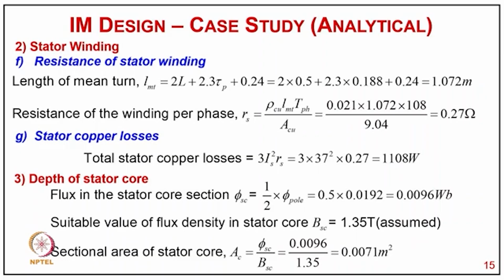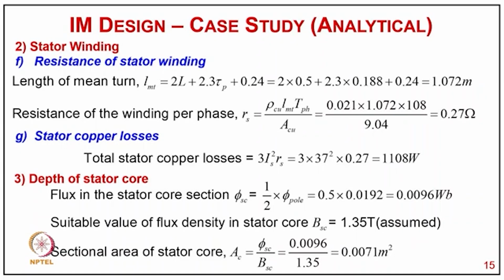So the flux in the stator core usually is half of the flux per pole, because half the flux goes to one side and half goes to the other side of the stator core. So phi SC is equal to half of phi pole. Keeping the value, it comes to 0.0096 Weber. For the flux density in the stator core, usually we take 1.2 to 1.4 Tesla; considering in between, BSC is equal to 1.35 Tesla.